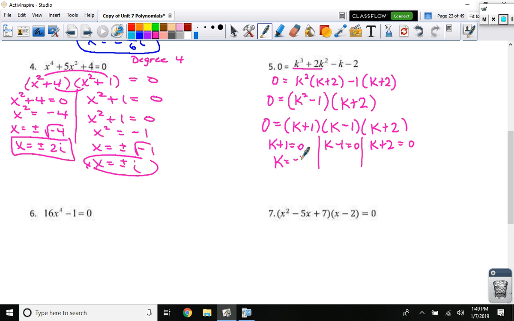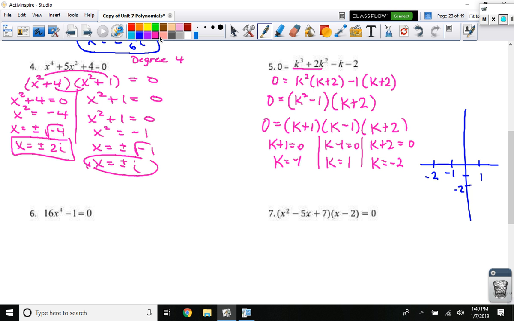K equals -1, K equals +1, K equals -2. Here's what I mean by where we're headed. I know that it's going to cross at -1, +1, -2, right? I also know the y-intercept is going to be what? -2, if you fill in zeros for everything, right? This is where we're headed tomorrow.